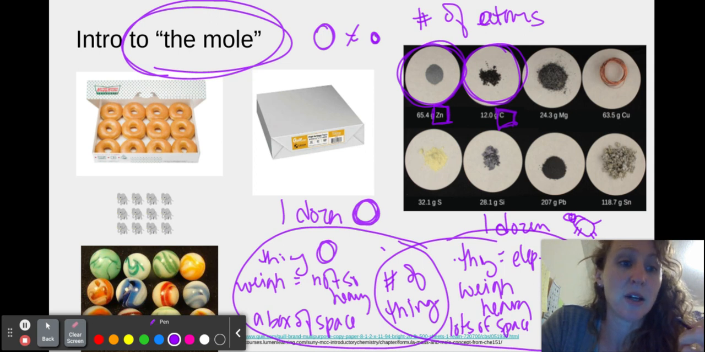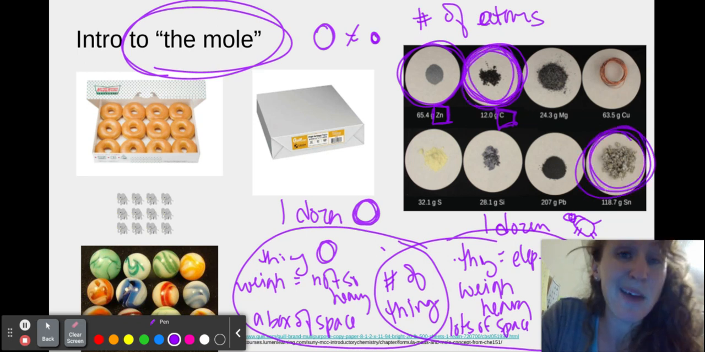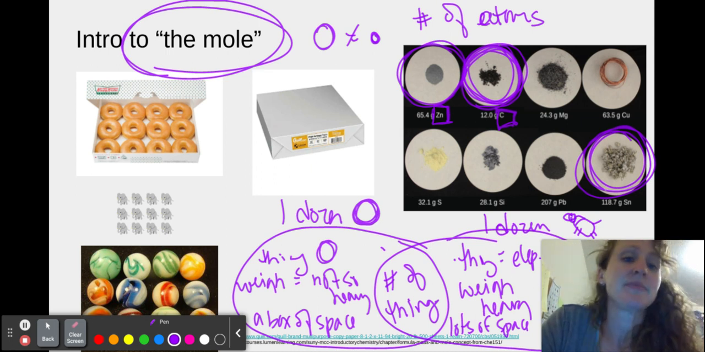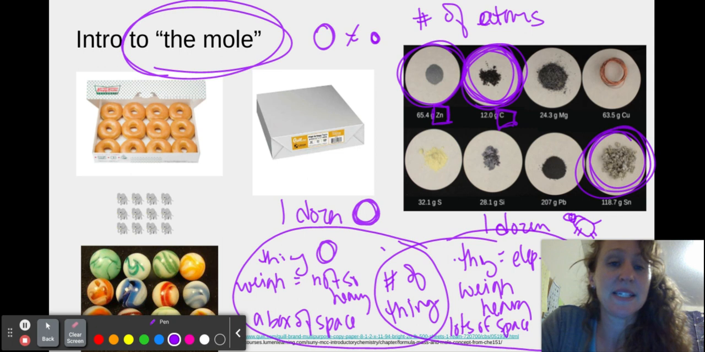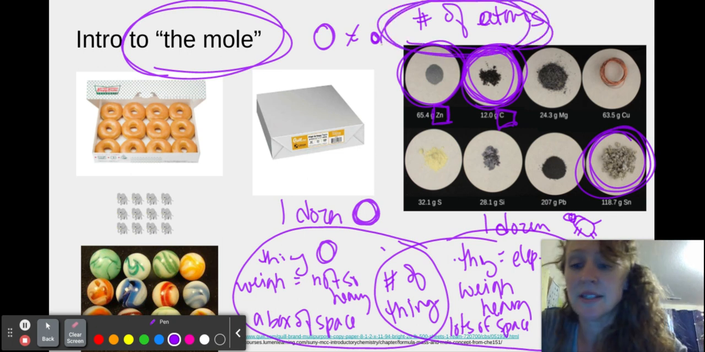They'll probably take up a different amount of space. You can even see here that a mole of carbon is not so big. A mole of tin is a lot bigger, right? So you can see that there's definitely differences, but the number of things we're talking about is still the same.